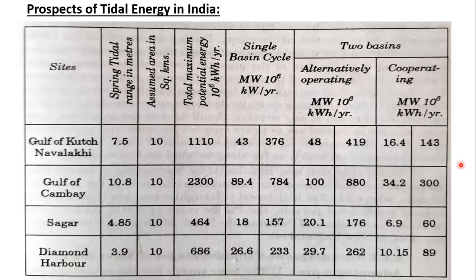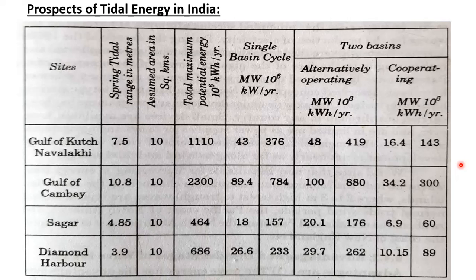See, these are the prospects of tidal energy in India. Actually, the possible sites for tidal energy in India are obviously those where we get high tidal ranges, right? For example, the Gulf of Cambay, Bhavnagar, Sonara, and the Gulf of Kutch, Kandla, Navalakshi, and Hooghly River. These are the places where we get high tidal ranges, and the maximum tidal range will be at the Gulf of Cambay, about 10.8 meters.